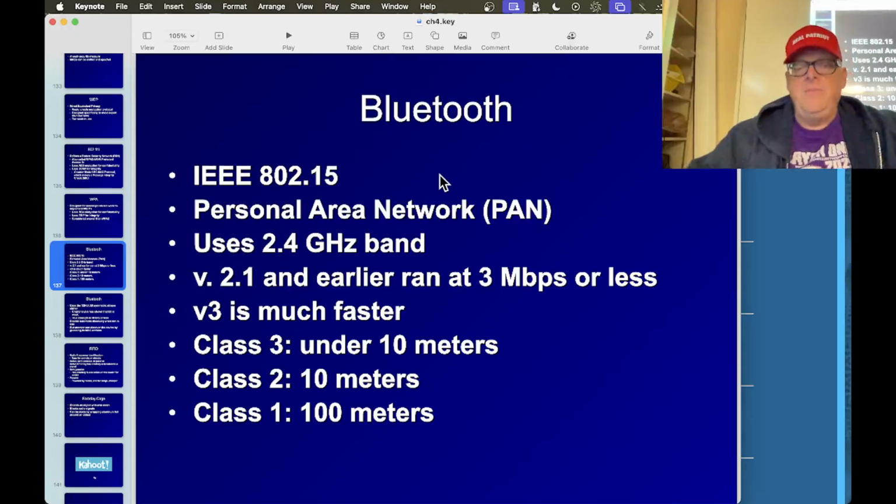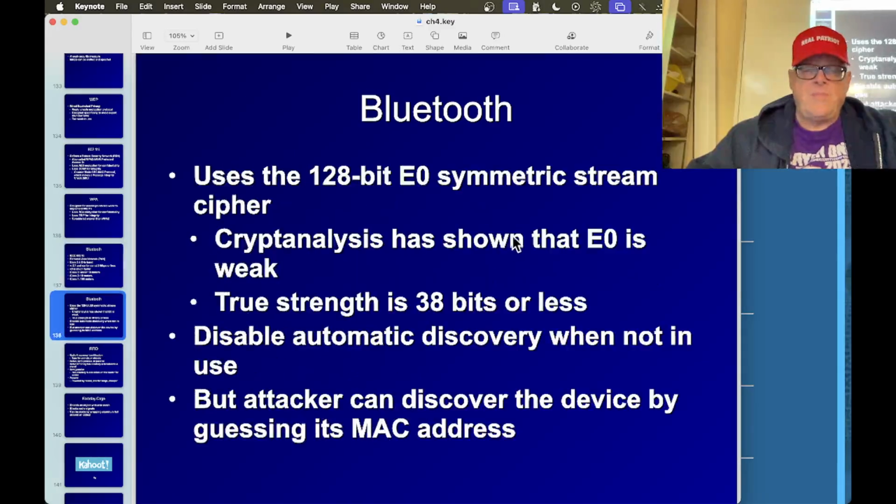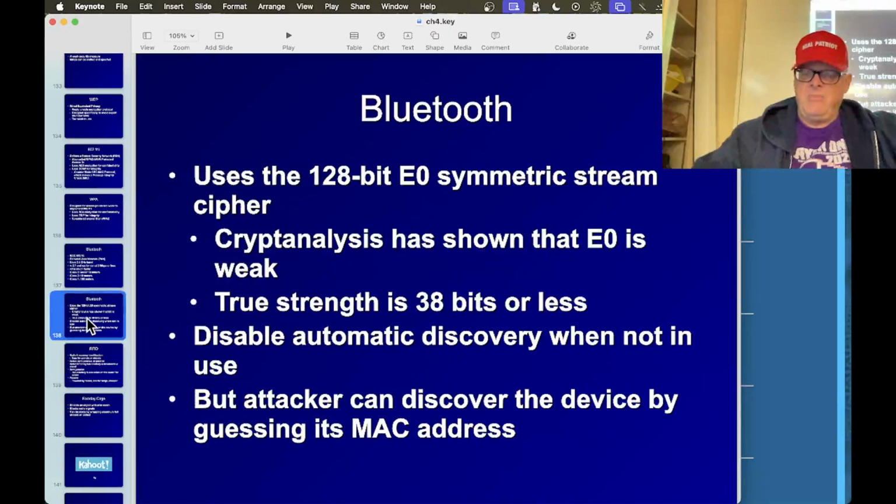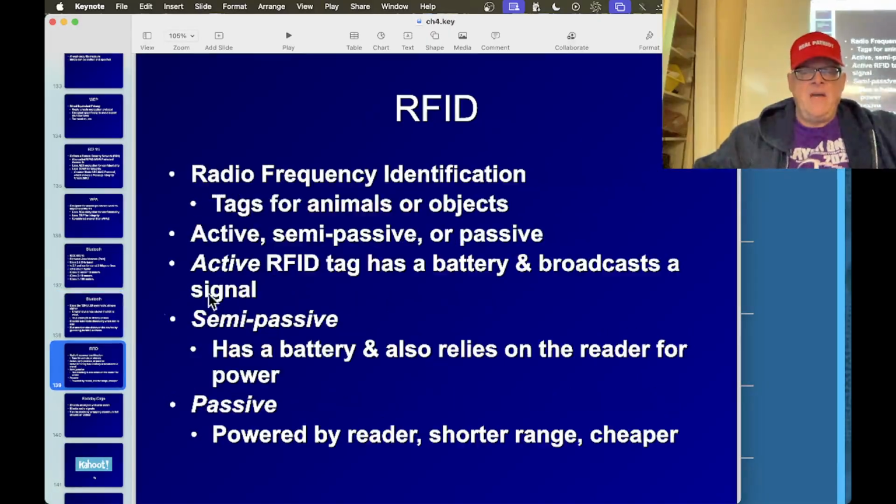Bluetooth, on the other hand, has a lot of serious security flaws. It's been around for a long time, with many different versions running at different speeds, and it uses a symmetric stream cipher, but they found that it's weak, and hackers can get in. There are a lot of attacks, especially on Bluetooth Low Energy. Quite a few attacks have come out.